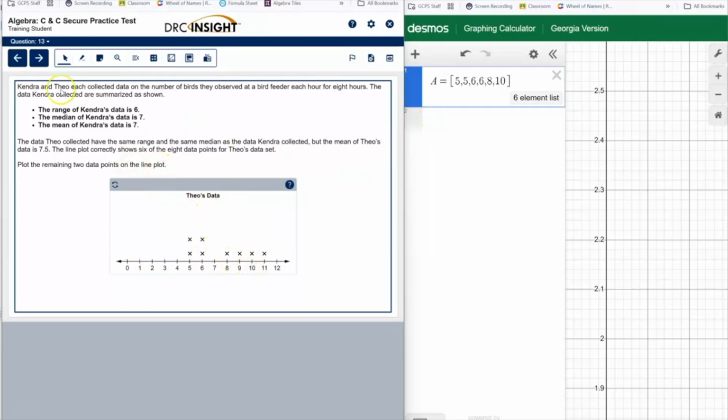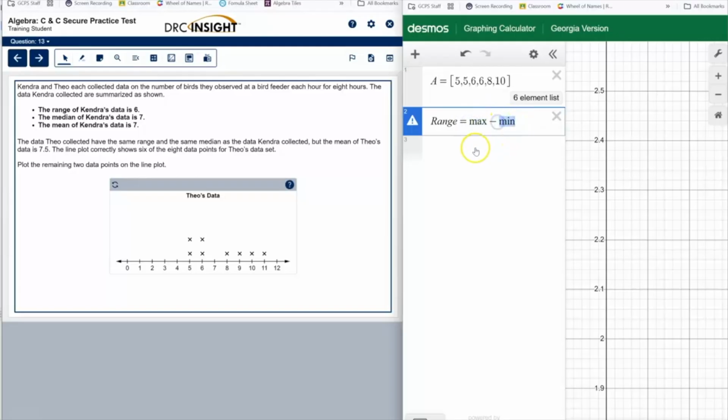All right, so let's go over a few things that we need. So we're talking about range, and how do you find range again? Range is the maximum minus the minimum. So the greatest value minus the smallest value. So how do I find that? I look at my numbers. The maximum is 10, or the upper extreme is 10, and the lower extreme, or the smallest value, is 5. So my range, if this was Theo's complete data set, would be 5.